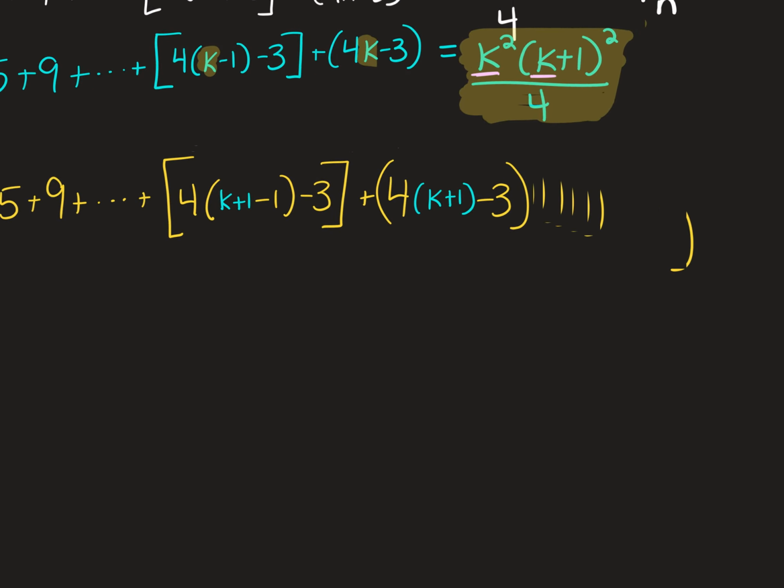Now I need to do that other piece of the equation as well. So instead of k, I'm going to write k plus 1. So I will have k plus 1 squared, replacing k with k plus 1, times, instead of k, k plus 1 plus 1 squared over 4.